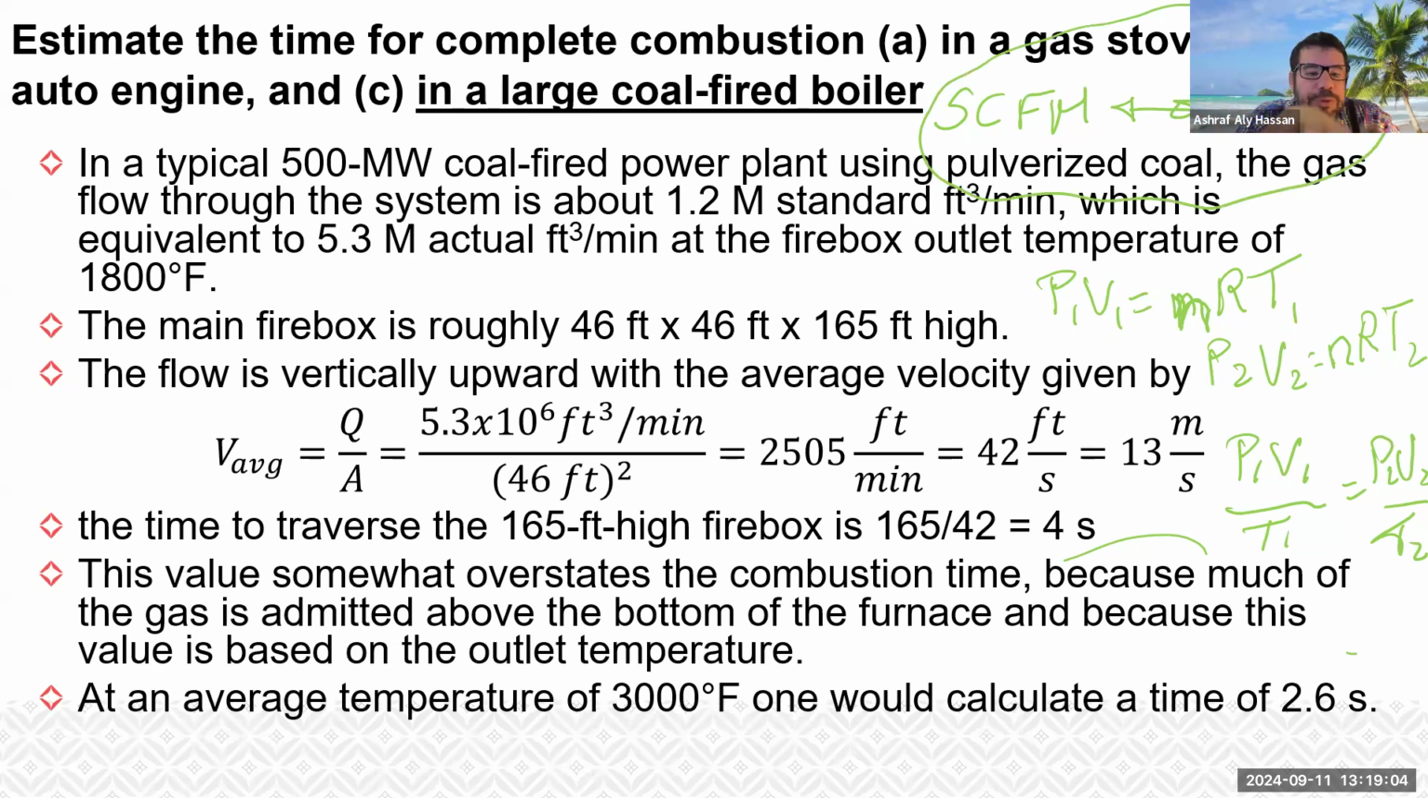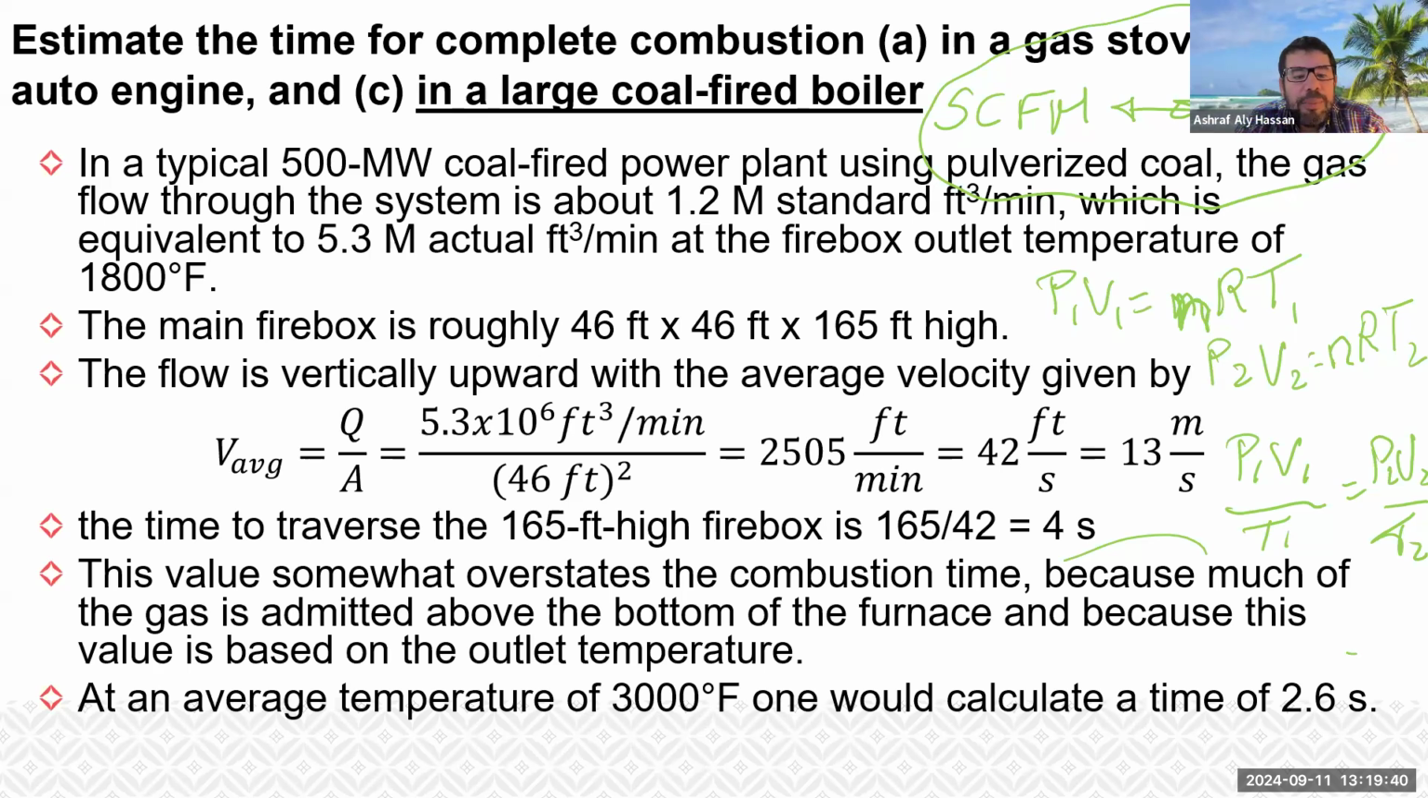However, let's say now that this is what we are given: 1.2 million standard cubic foot per minute, equivalent to 5.3 million actual cubic foot per minute. And here are the dimensions of our firebox, which is 46 feet times 46 feet times 165 feet high. So the velocity will be Q over A, which finally is 13 meters per second. The time it takes to go up all 165 feet is 4 seconds.